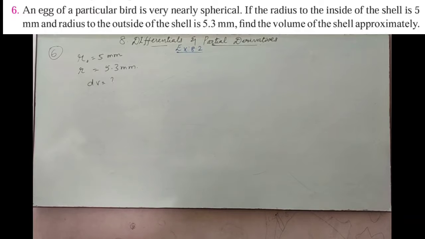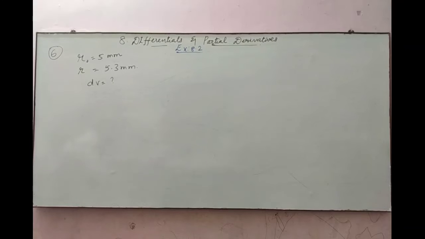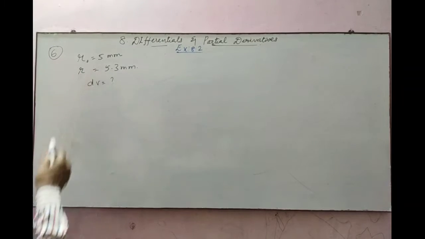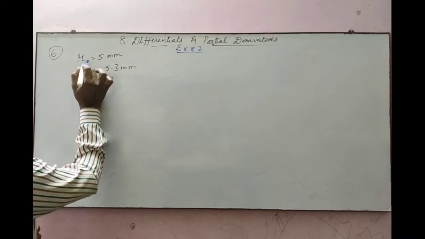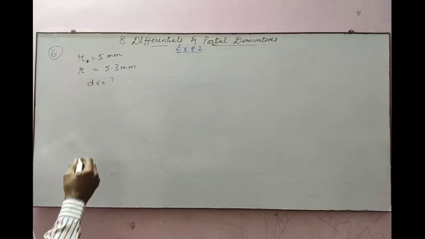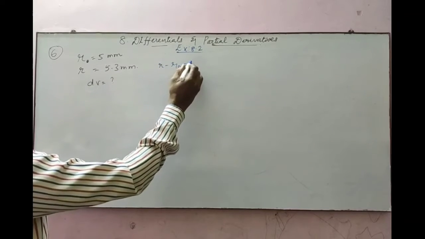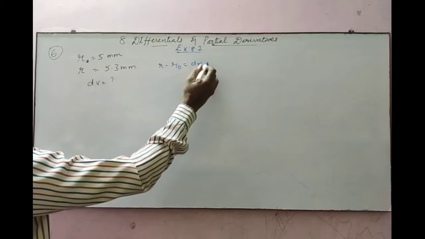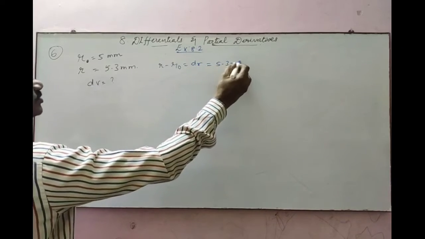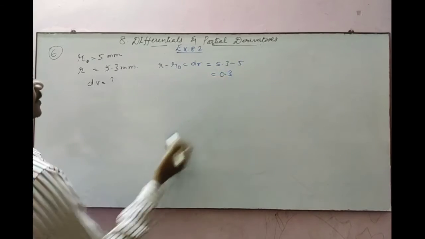In the sixth sum, the question is, an egg of a particular bird is very nearly spherical. If the radius of the inside of the shell is 5 mm and radius of the outside of the shell is 5.3 mm, find the volume of the shell approximately. We are going to take the radius of the inside shell as r0 and the radius of the outside shell as r. Here the difference in these two, r minus r0, is taken as dr, which is 5.3 minus 5 gives 0.3 mm.